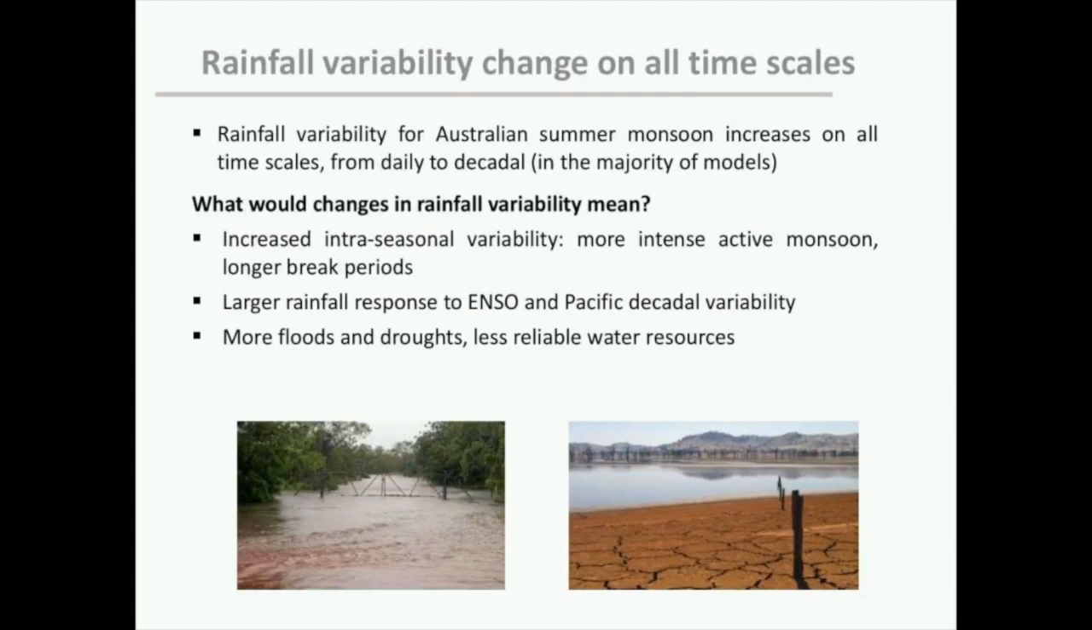So just to summarise that part of the study, we looked at rainfall variability on timescales from daily to decadal and found that there was an increase in that variability. What would that mean in the real world? That would mean potentially an increase in intraseasonal variability, so more intense active monsoon periods, and maybe also longer break periods. Larger rainfall response to ENSO and to Pacific decadal variability, which is consistent with other work, and more floods and potentially also more droughts, so a less reliable water resource. So obviously those are issues for people planning development for Northern Australia to take into consideration.